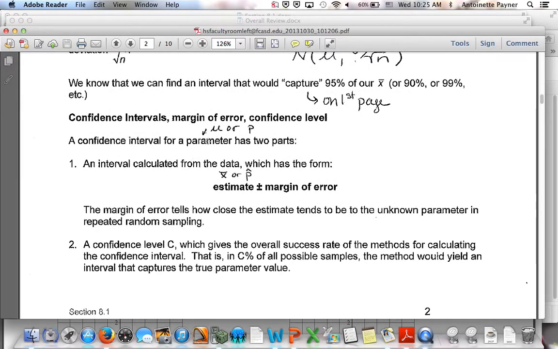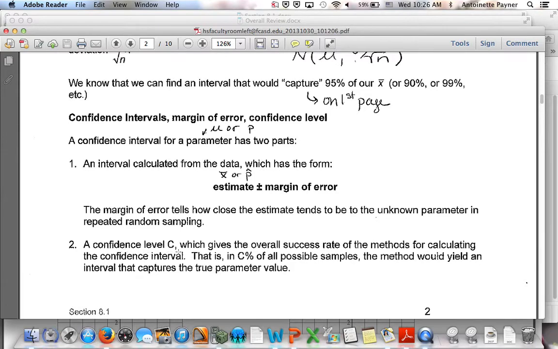The confidence interval for parameters, remember your parameters, the ones we're going to deal with for the most part are mu or p, has two parts. It has an interval calculated from the data, which has the form: the estimate, and our estimate is going to be x bar for mu, or p hat for p, plus or minus the margin of error. The margin of error tells us how close the estimate tends to be to the unknown parameter in repeated random sampling. That's just talking about that distribution of x bar or p hat.